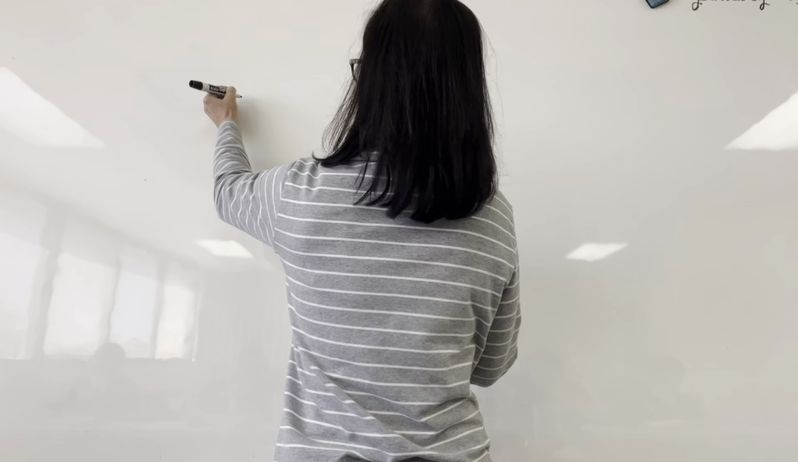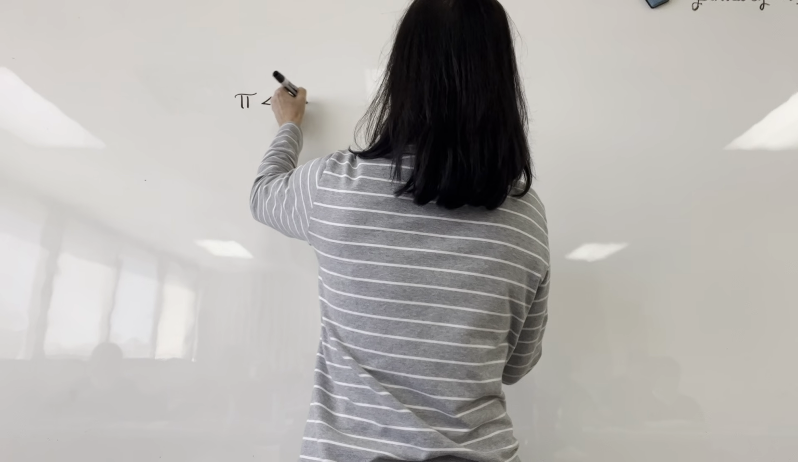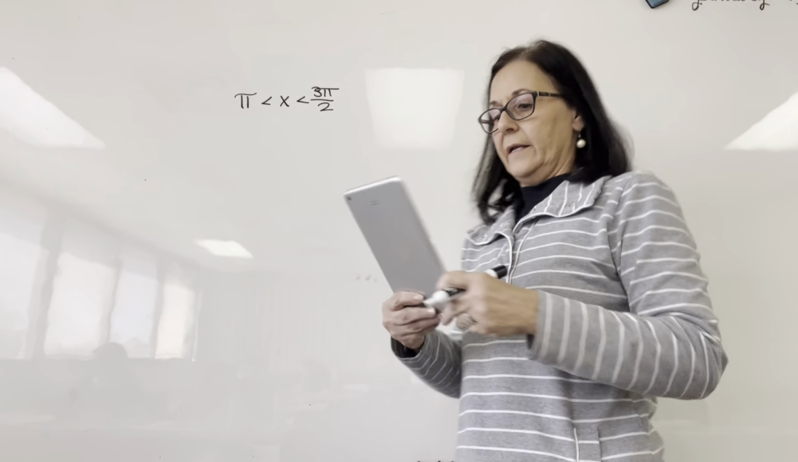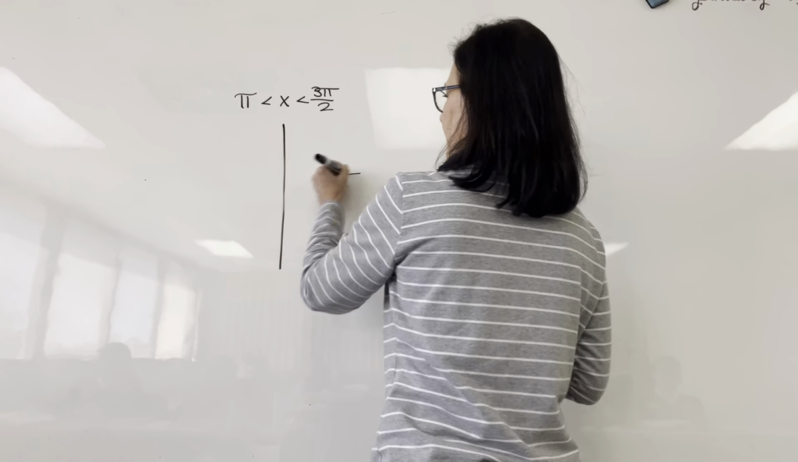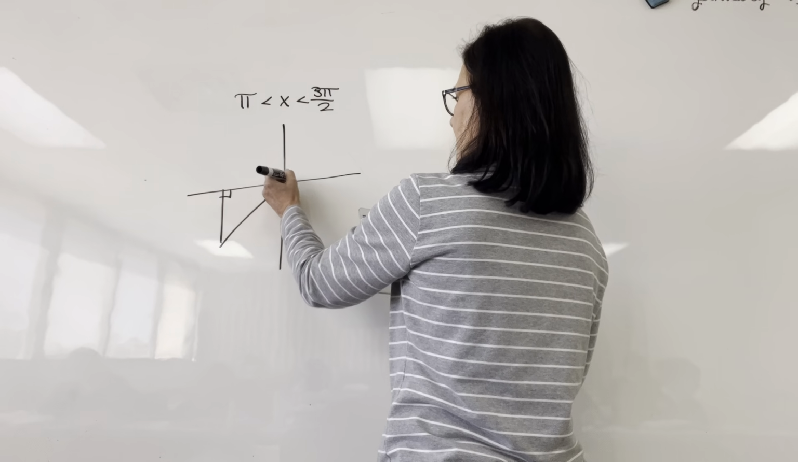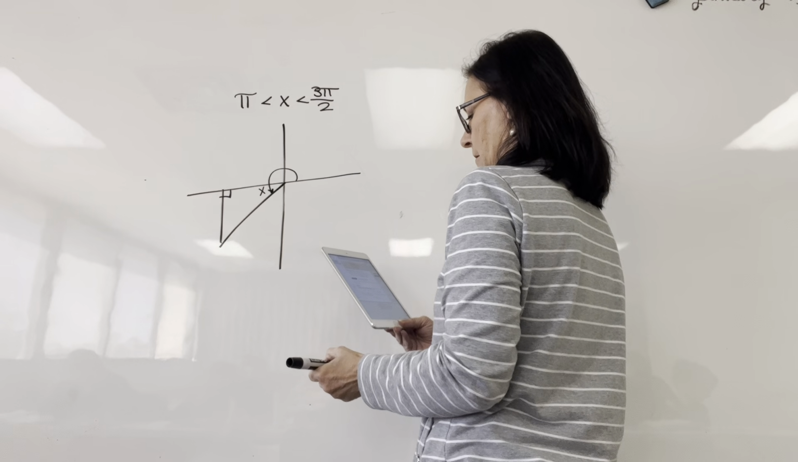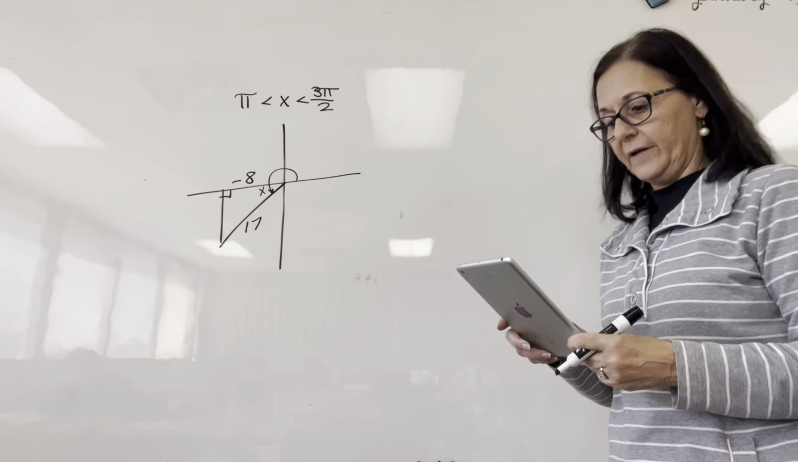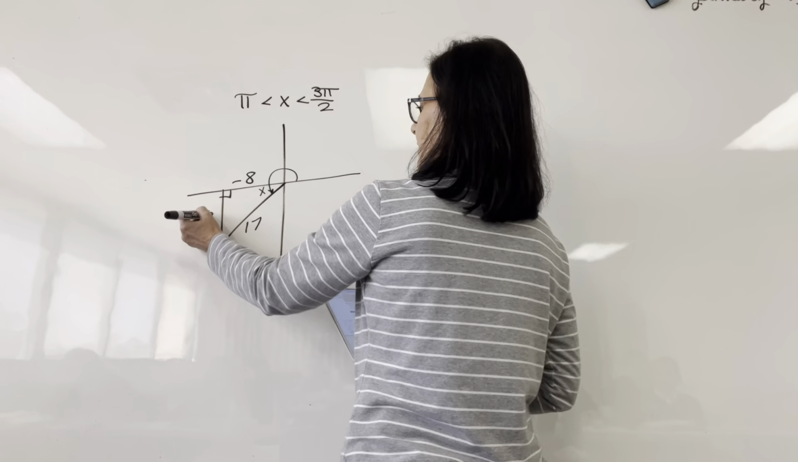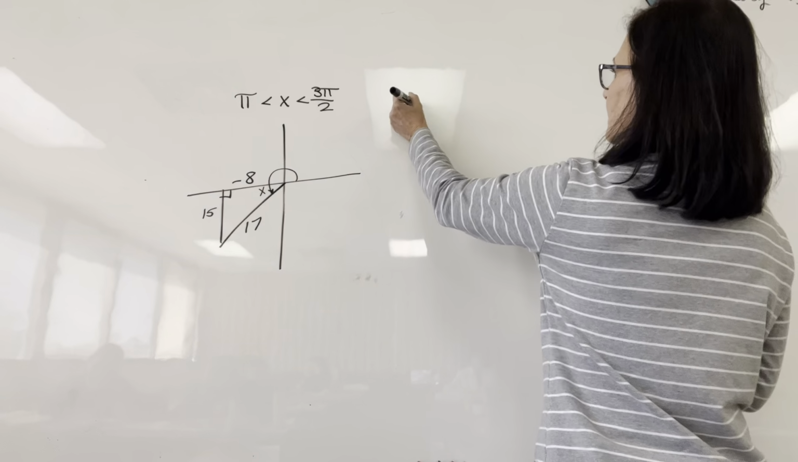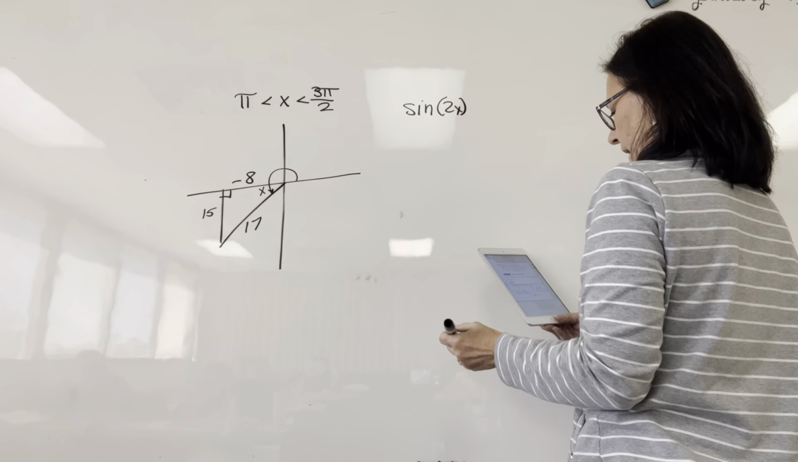All right, so example 1 says, use double angle identities. And it tells us where this angle is. And so what quadrant is the angle in? Quadrant 3. So we know it's there. And it tells us the cosine of x. So this would be x. Negative 8 over 17. Well, we use the Pythagorean theorem to solve for the other side, and it's 15. 8, 15, 17. And it wants us to find the sine of 2x and the cosine 2x.